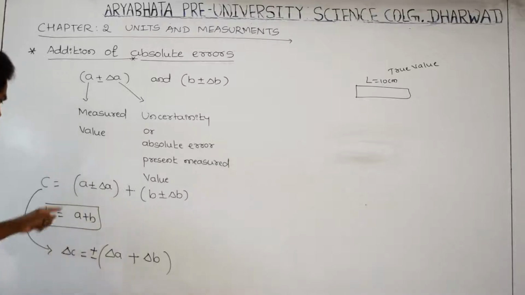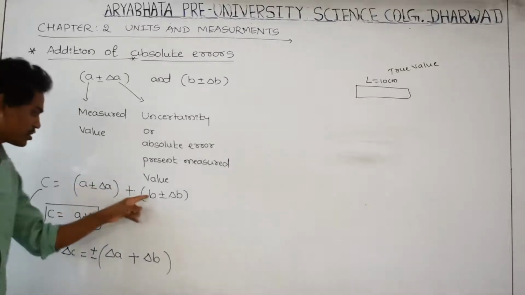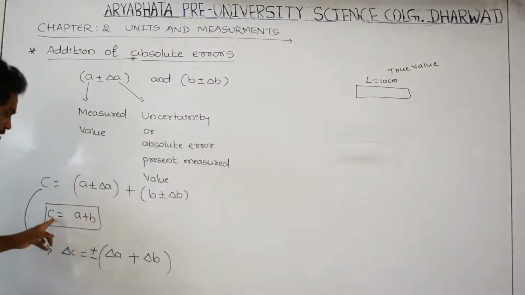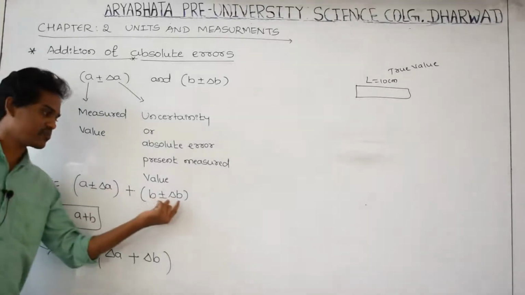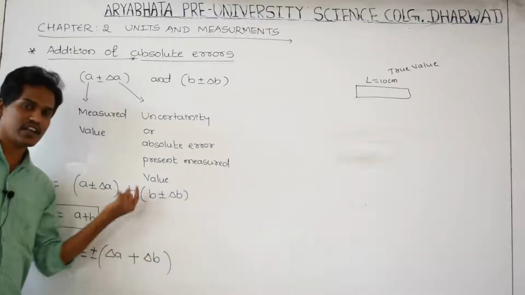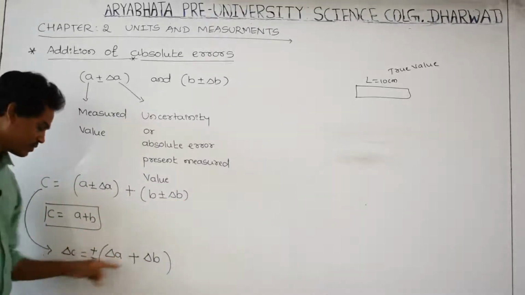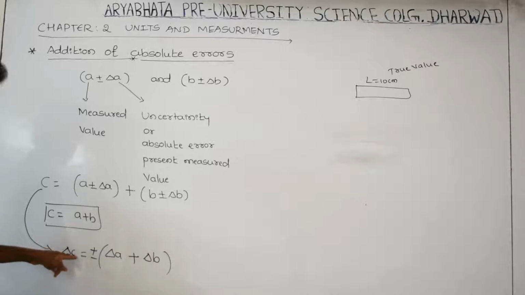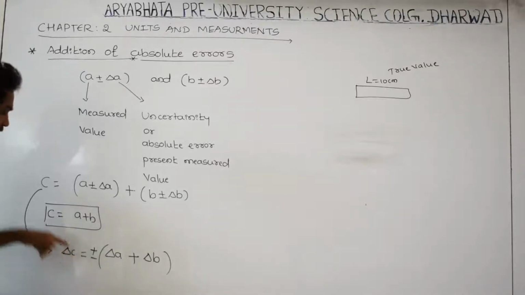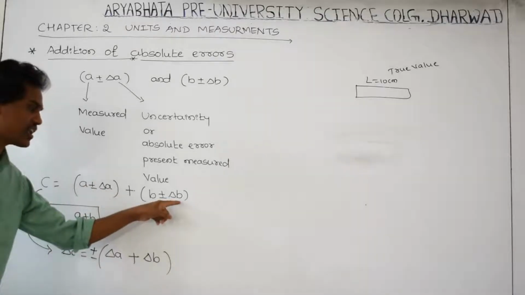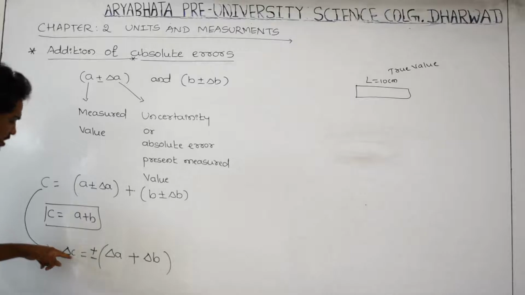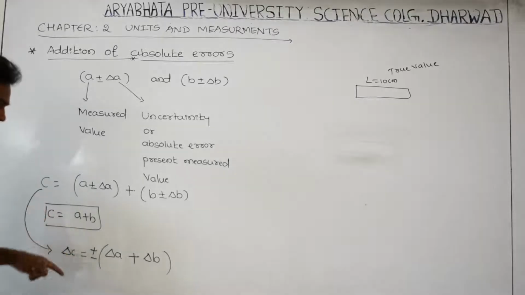And this is when you add A plus B, that is C. When you add the absolute error present in the first value and the absolute error present in the second quantity, delta A plus delta B, I get delta C, which is nothing but the error present in C. What is delta A? Error present in A. What is delta B? Error present in B. What is delta C? Error present in C. And this is the formula you need to get.